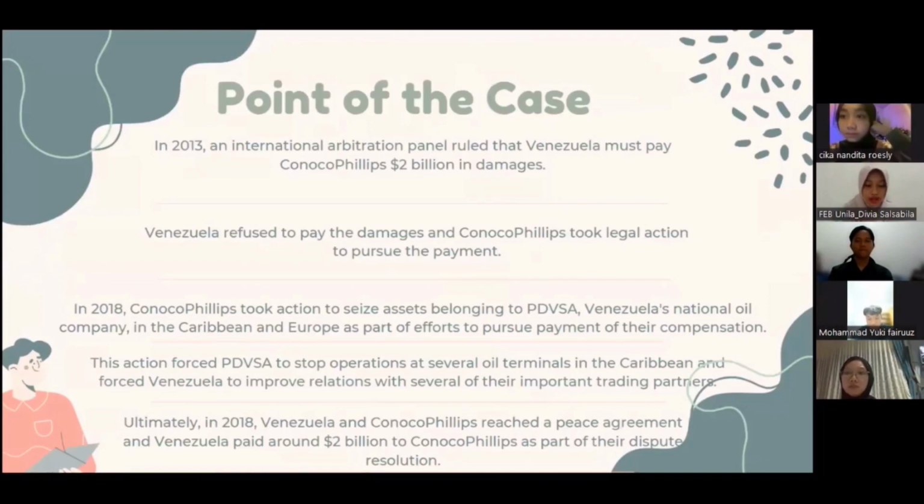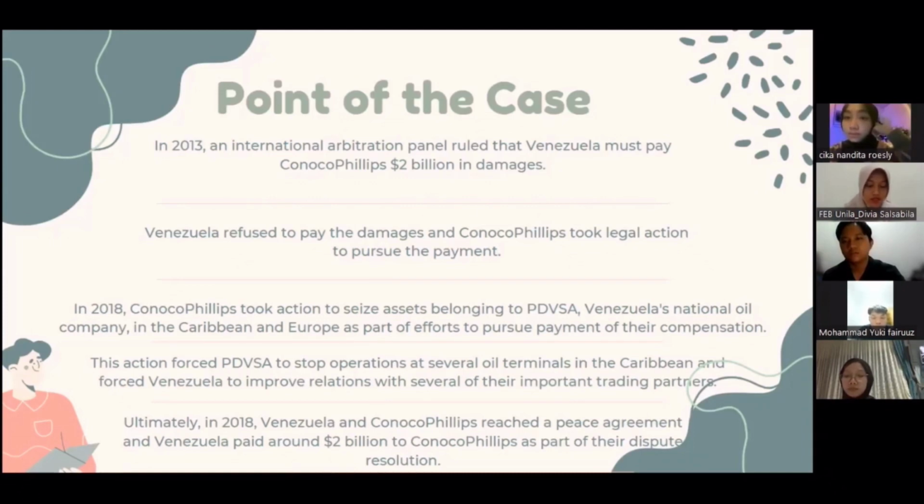In 2008, ConocoPhillips filed a lawsuit against Venezuela at the International Court of Justice under the United States and Venezuela Mutual Investment Treaty. The company claimed that Venezuela violated the agreement by nationalizing the company's assets without providing sufficient compensation.